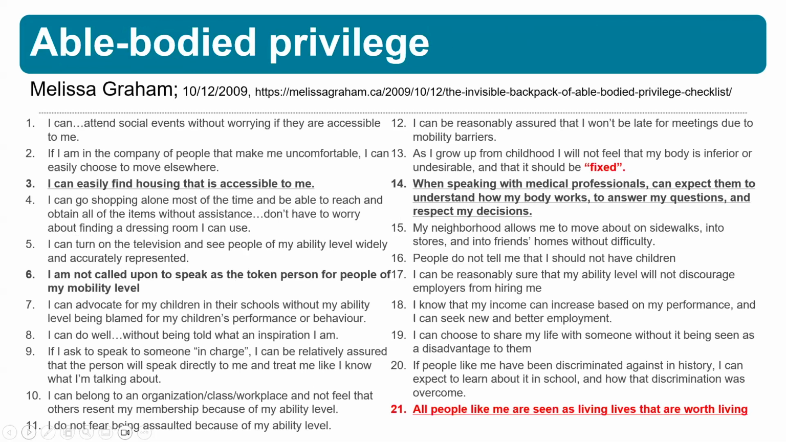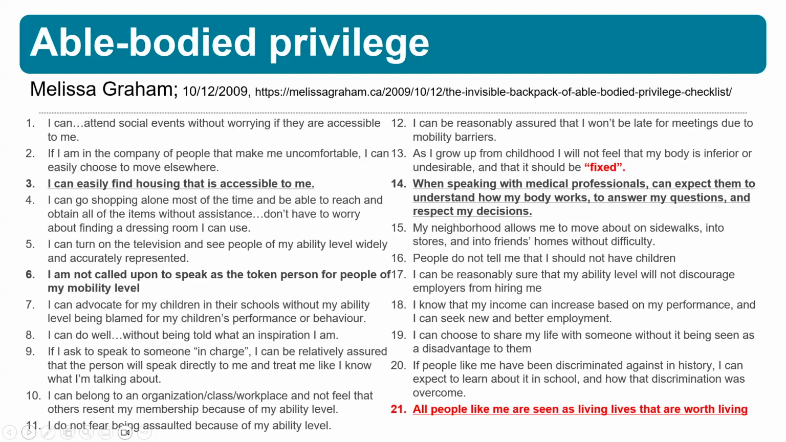So what this slide is showing is an able-bodied privilege checklist. I feel like a lot of you have probably seen privilege checklists. We're not going to go over each of these points. The website that this came from is there. But the things that really struck me when I was reading this were easily being able to find housing that is accessible to me, and not being called upon to speak as the token person for people of my mobility level.